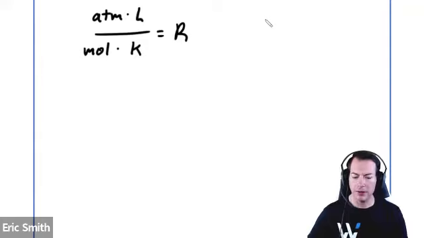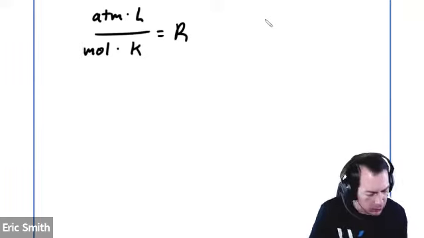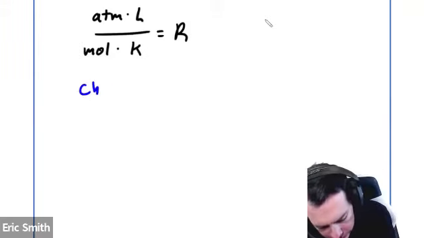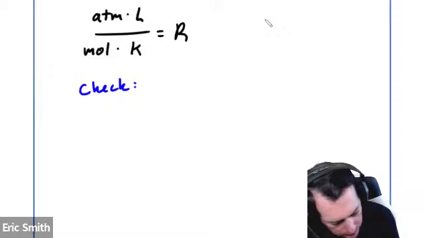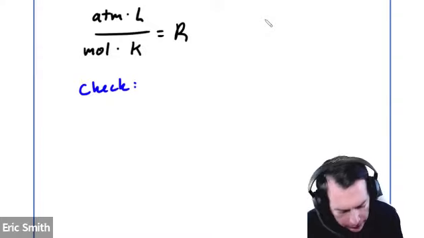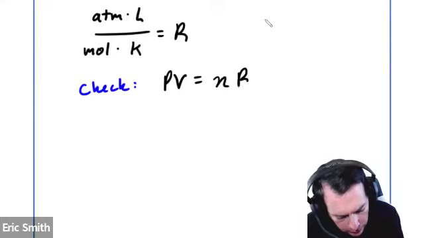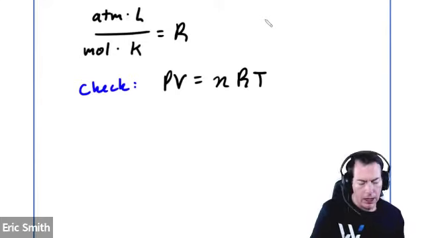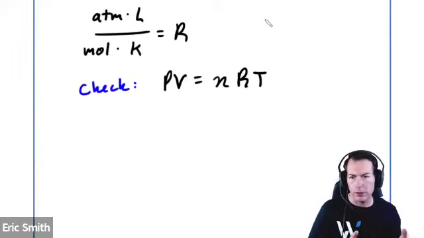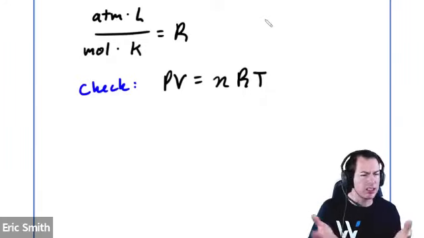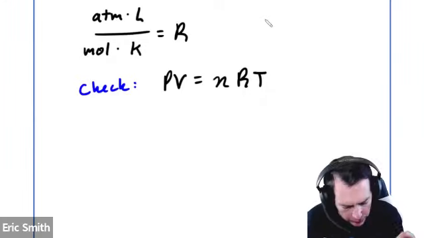Now, the cool part about this is you can take the original equation, you can take these new units for R, and actually just check to make sure it all works out. So I'm going to write down that ideal gas law one more time. So that's PV equals nRT. And now just go ahead and write the units for each of these and double check to see what's going on with these.